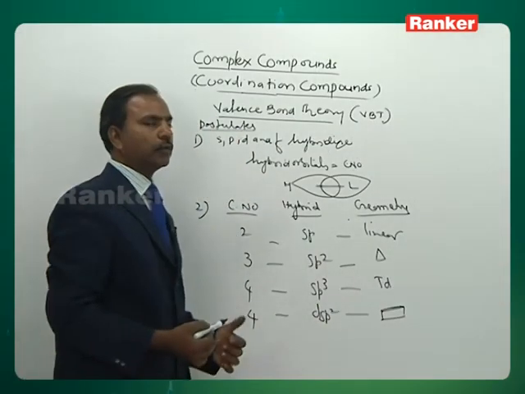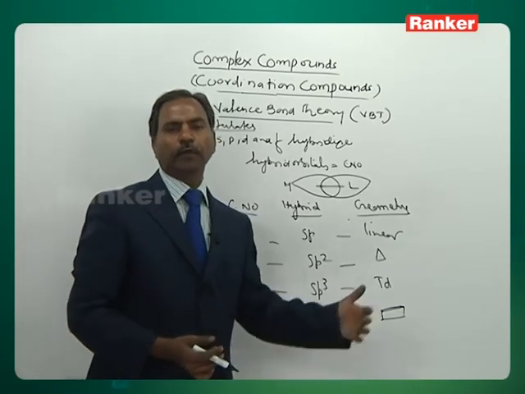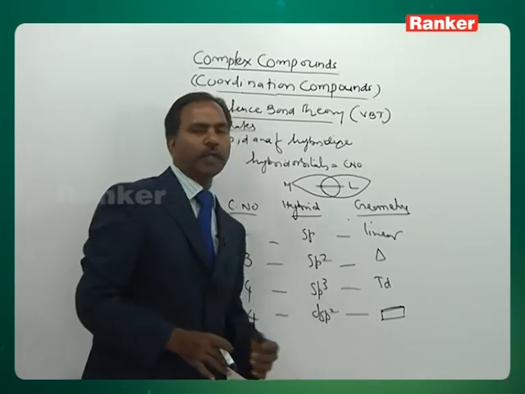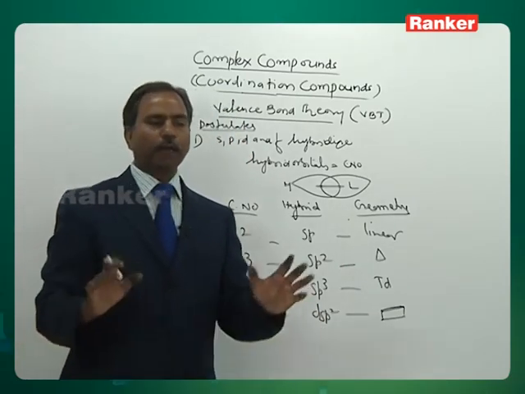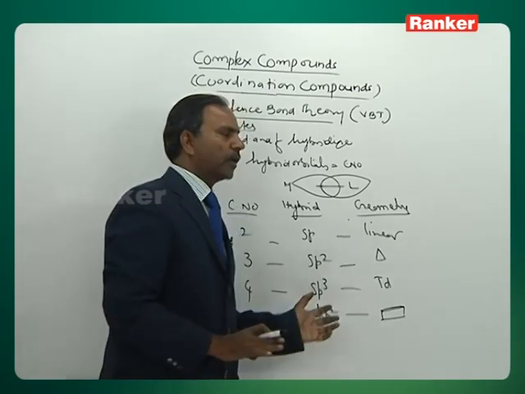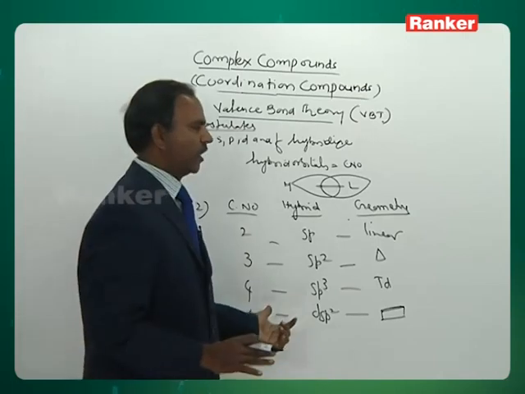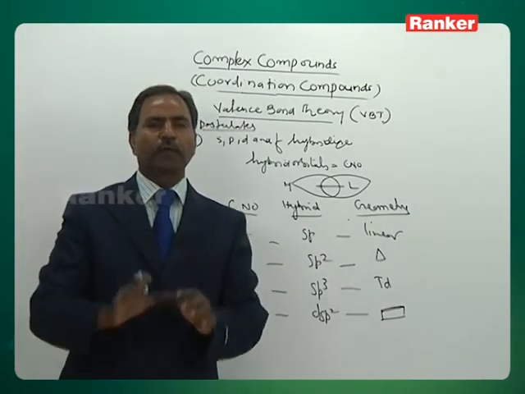Coordinate number 4, 2 possibilities are there. One set is involving sp3, that will be tetrahedral. One set is involving dsp2 hybridization, the geometry coming to be square planar. But many times I have seen the question in different NSE exams: wherever dsp2 hybridization we are saying, out of 5 d orbitals, which d orbital is actually involved?